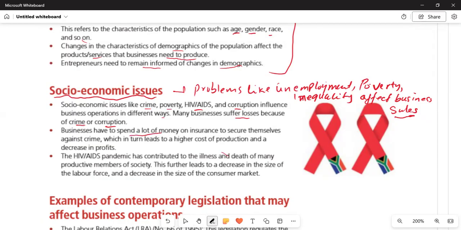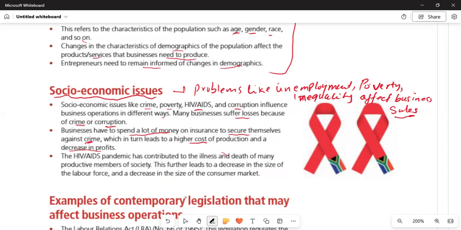Businesses have to spend a lot of money on insurance to secure themselves against crime, which in turn leads to higher cost of production and decreases in profits. Like we are saying, if we have a problem of crime, it means businesses have to make sure they have protection. So they have to spend money on insurance and on security. This is going to affect their profitability because they have to part with other money to secure the business and try by all means to protect it.